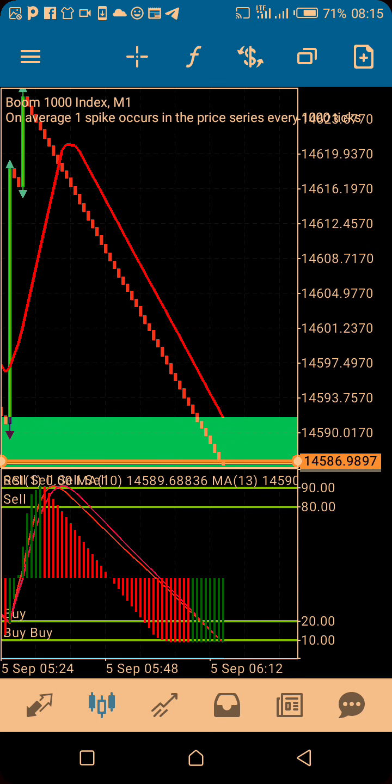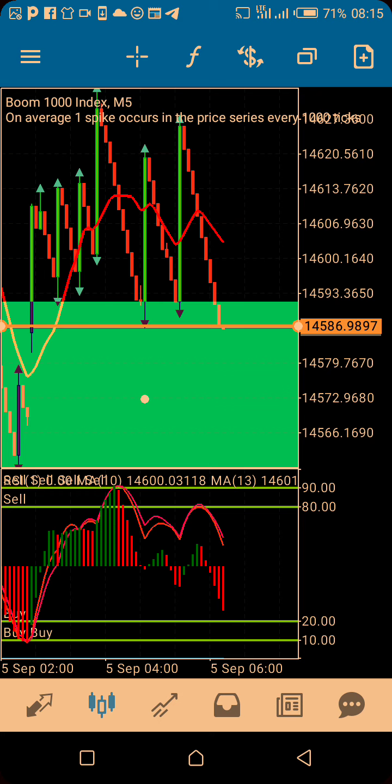But if you want to be sure, you can go to M5. When you look at M5, it's showing you that the moving average has not yet pointed at 20 as well as 10. You see that the moving average on the indicators down here is still going down there.